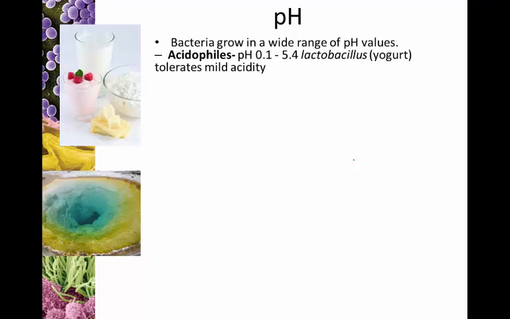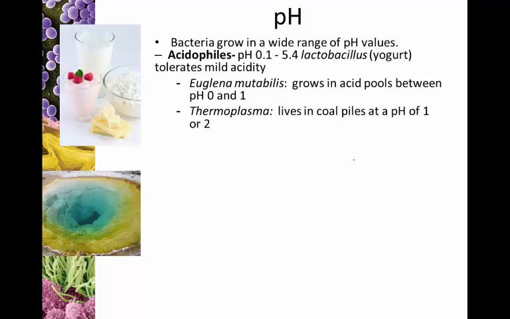But there are absolutely bacteria out there that live in extremely acidic environments. Euglena mutabilis grows in acid pools somewhere between pHs of 0 and 1. We see thermoplasma living in coal piles at pHs of 1 or 2. These are definitely extreme versions of acidophiles. So again, this is test-like questions. Expect examples of organisms and to be able to tell me, because they're living at those low pHs, we would call them blank, and hopefully you could answer acidophiles.